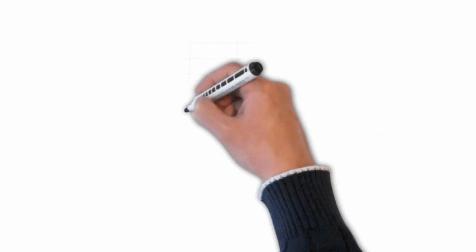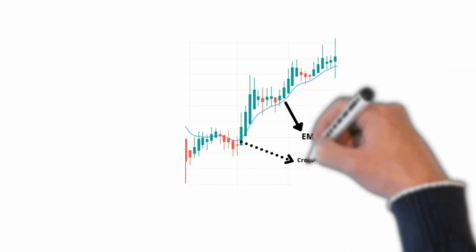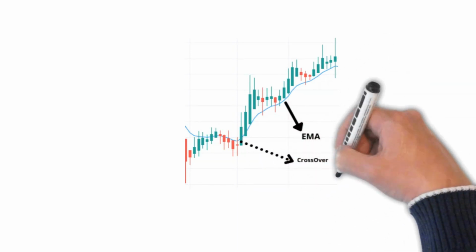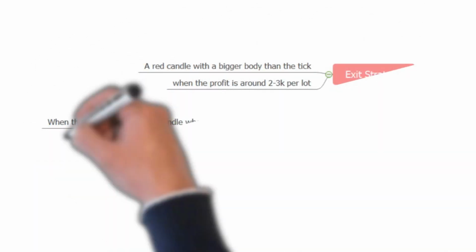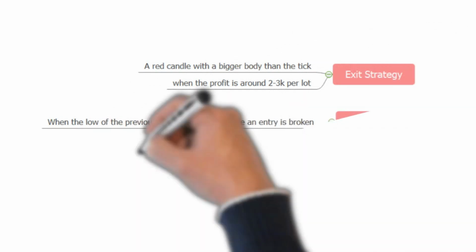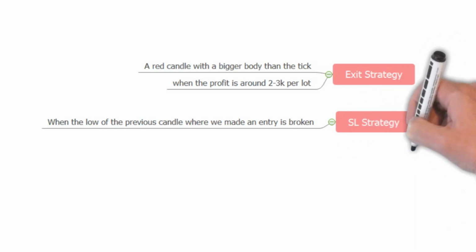Firstly, I will discuss when you should be going long. For going long, the entry signal is when a green candle crosses the EMA line. At this time, the volume should be above the volume moving average and the RSI should be within 30 to 60. The exit signal is when you have made 2000 rupees profit or when a red candle appears whose body is bigger than the tick. The stop loss is the low of the previous candle where you took the trade.